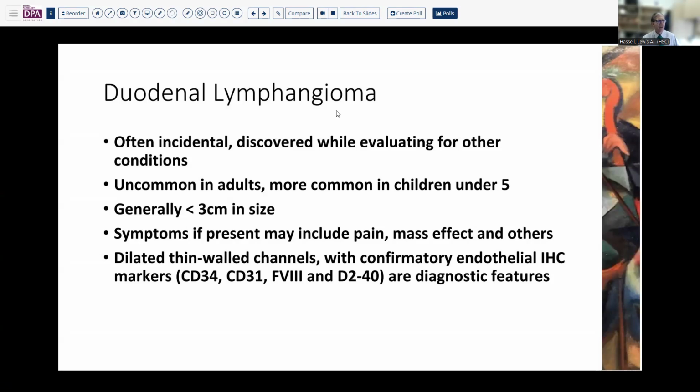But it's interesting to consider what this diagnosis of duodenal lymphangioma may imply. So often these are incidental findings, not really clinically significant, and they're just kind of happened upon as you're searching for other issues relative to the patient's health. They're much more common in children, especially under age 5, than they are in adults. Less than 1% of biopsies or samples in an adult will reveal this, even when there's a mass present.